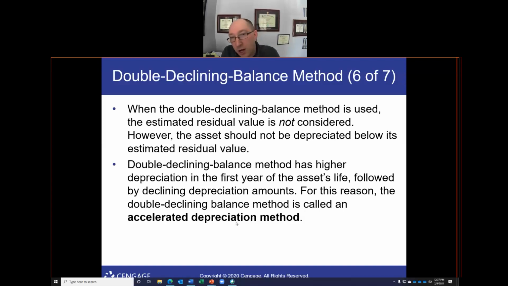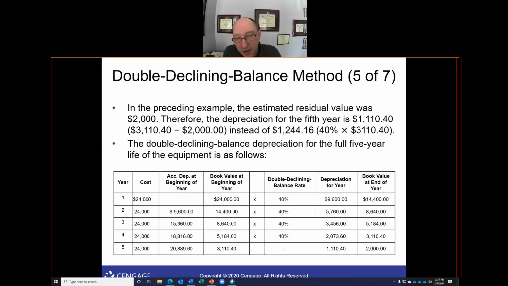When the double declining balance method is used, the estimate of the residual value is not considered. However, the asset should not be depreciated below the estimated residual value. In other words, at the very beginning, we did not take into consideration residual value. We just went straight 24,000 instead of the 22,000. The reason for that is because double declining balance does not take into consideration the residual value. However, at the end of the useful life, at the end of year 5, we should remain with the residual value.